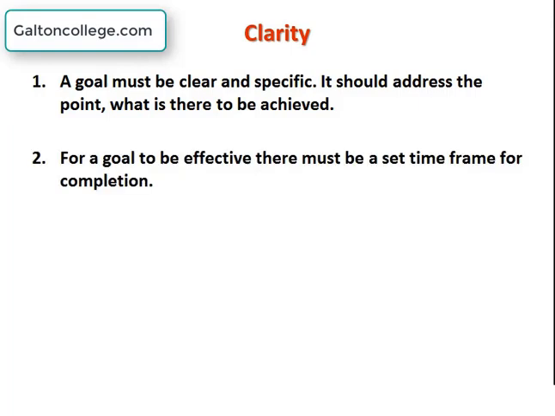For a goal to be effective, there must be a set time frame for completion. For a goal to be completed, the workers must know when it's due. There must be a time frame. If there's no time frame, it'll drift on and on and on. It will carry on, and there's no end date. There's no end figure. So there must be a completion time. So the goal must be very clear. It must be specific. They must know what the goal entails, what exactly is required. And there must be an end date. There must be a time frame.